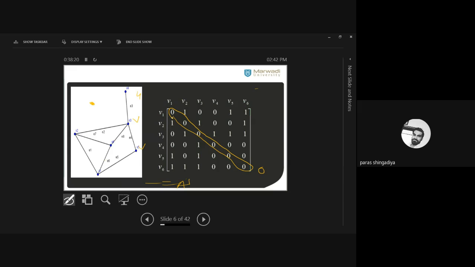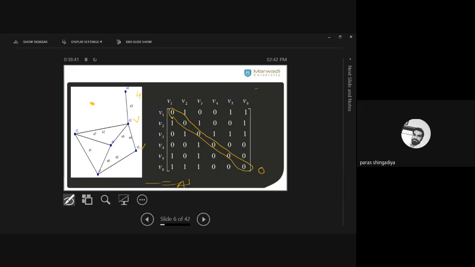Clear? What is the degree of the second vertex from the graph? 3 edges are connected with V2, so the degree of V2 is 3. And how many ones appear in the second row as well as the second column? That is 3 times. कितनी बार 1 repeat हो रहा है, that you have to count. ठीक है? So on the second row, 1 exists 3 times, so therefore it is degree 3.